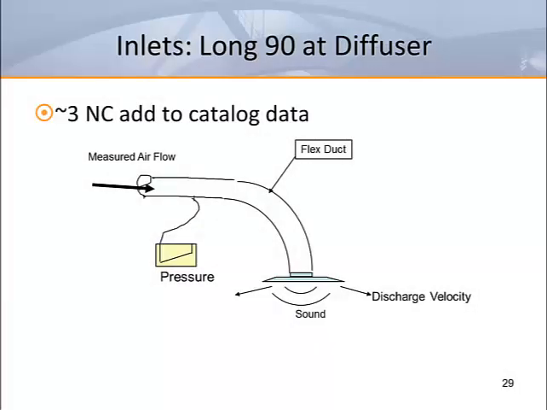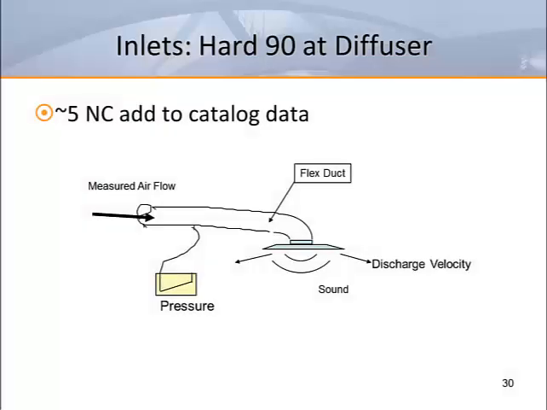Here's a more typical flex installation that creates a long radius to the diffuser neck. This would likely adversely affect the air pattern of the diffuser by putting more air out one side, as well as adding 3 NC points to the diffuser sound. Here's a situation where the flex duct is a little too short, resulting in an abrupt turn into the diffuser neck. This could easily add 5 NC points and would most certainly affect the air pattern of the diffuser.